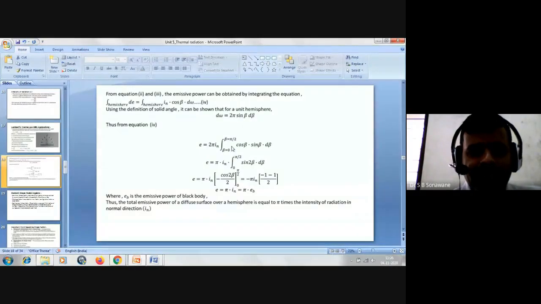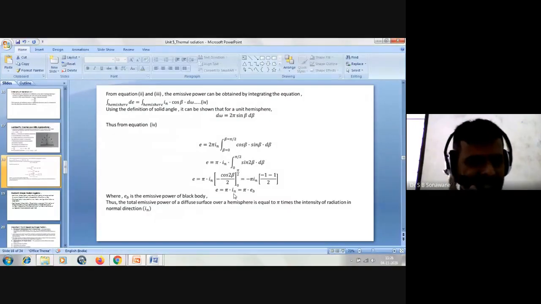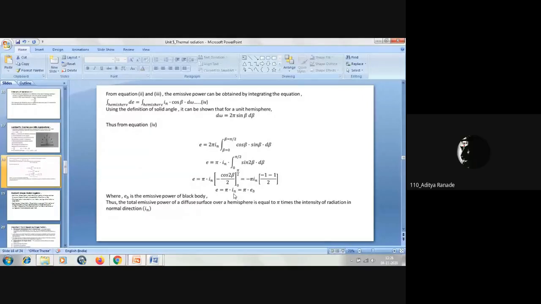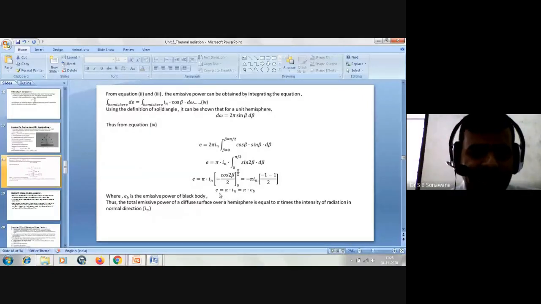When I integrate this and substitute, I'll get E is equal to pi into In. So what is E here? Can anybody tell? Yes, E is the emissive power.